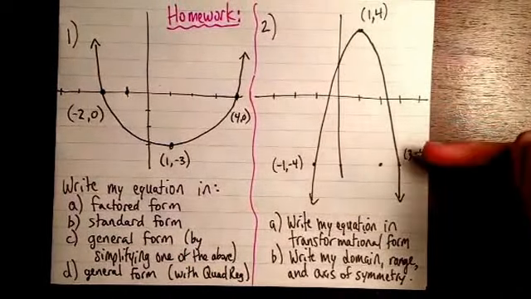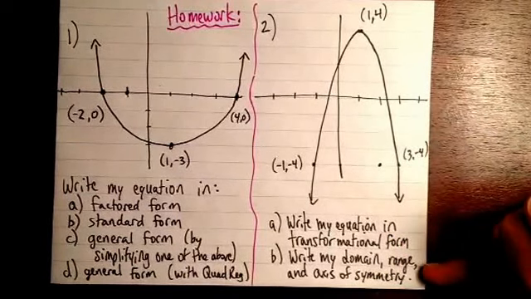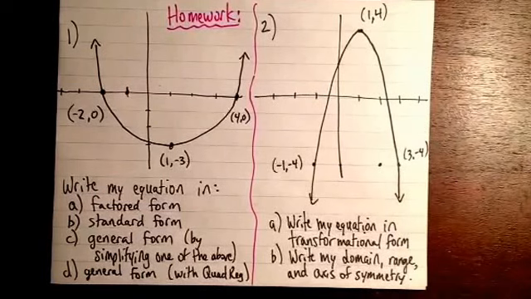Write the equation in transformational form, and then write the domain, range, and the equation of the axis of symmetry.